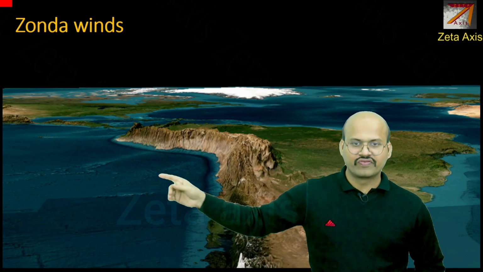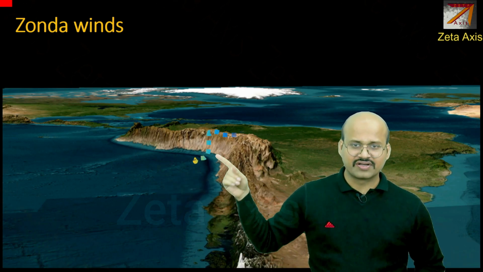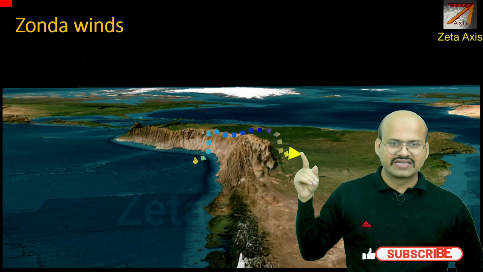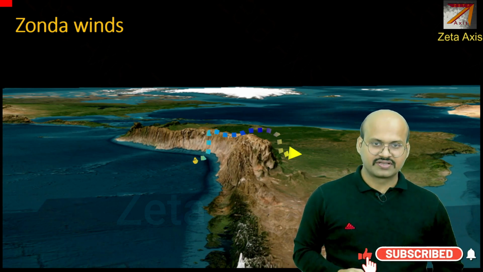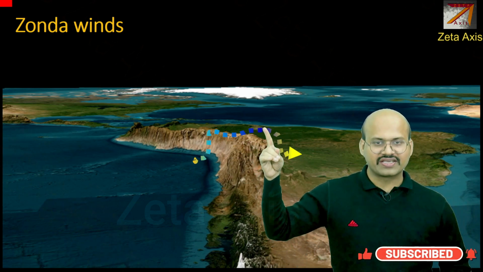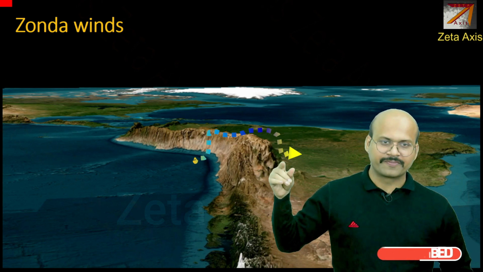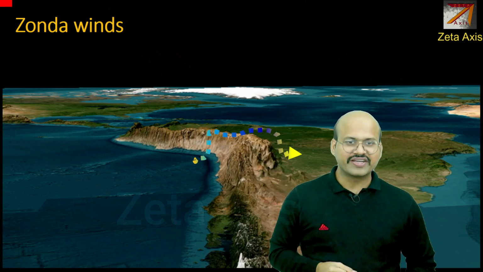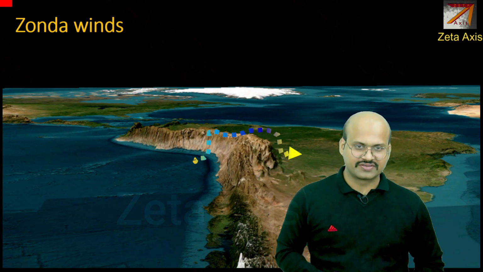The wind will start from here and then it will rise up and then it will descend in the plain region. Again, there will be adiabatic heating of this wind over here, and therefore it gets heated and it increases the temperature in this region.